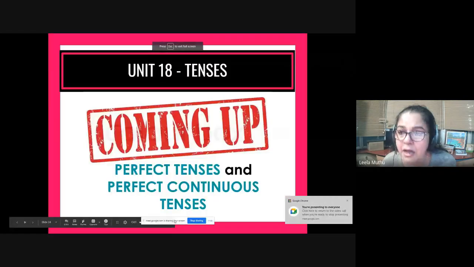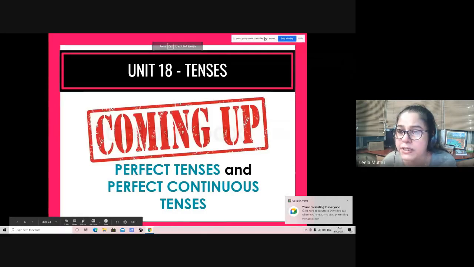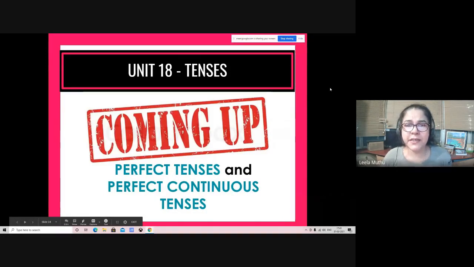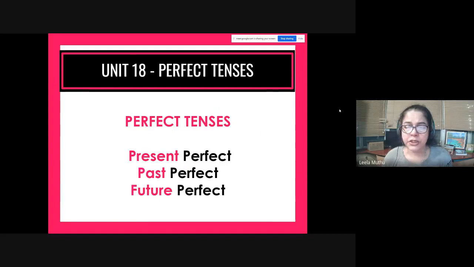Here we are, coming up like in the movies. They show us something's coming up, and here it is, perfect tenses. So today we'll be learning not only about perfect tenses but about perfect continuous tenses. Okay, so perfect tenses, you have the present perfect, the past perfect, and the future perfect.